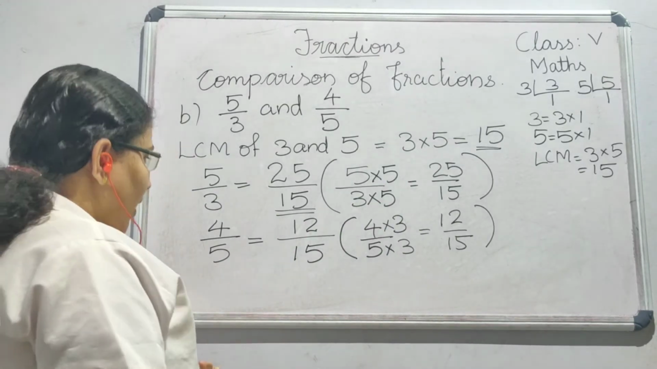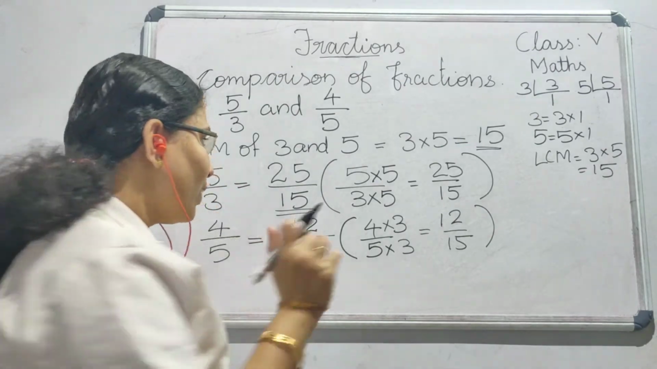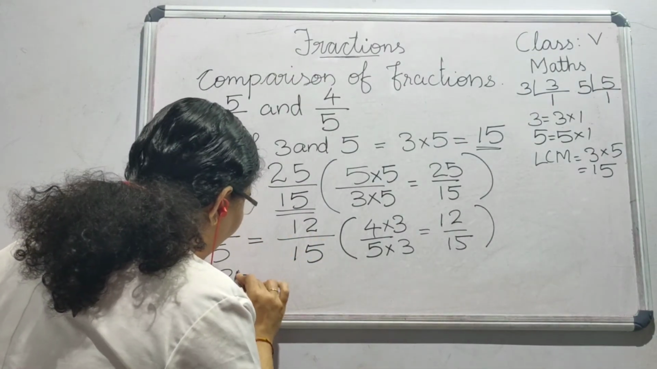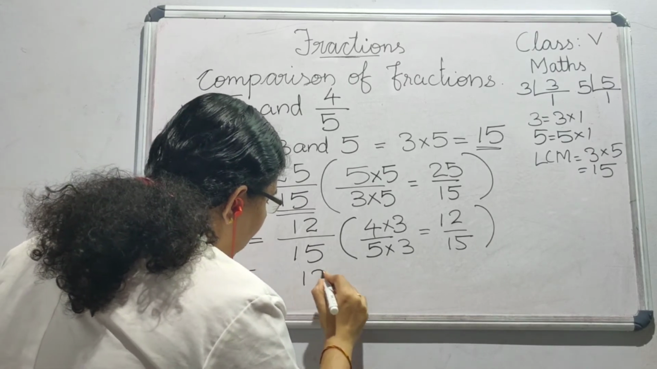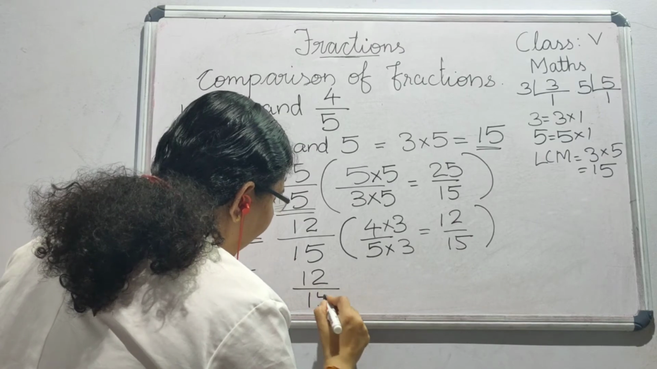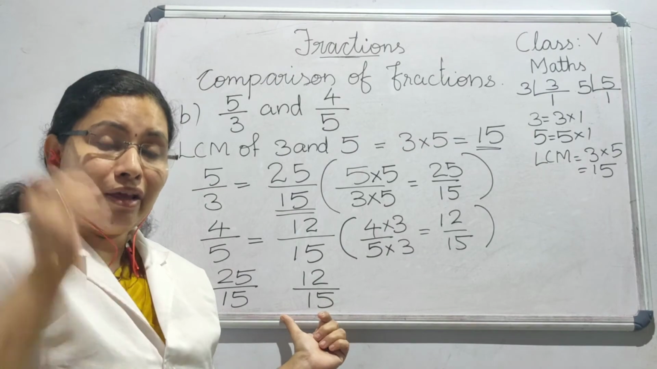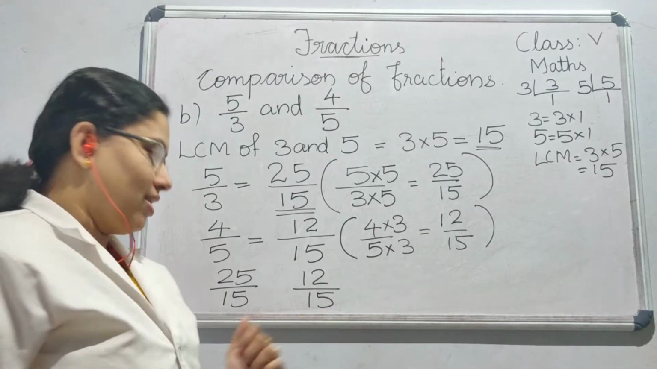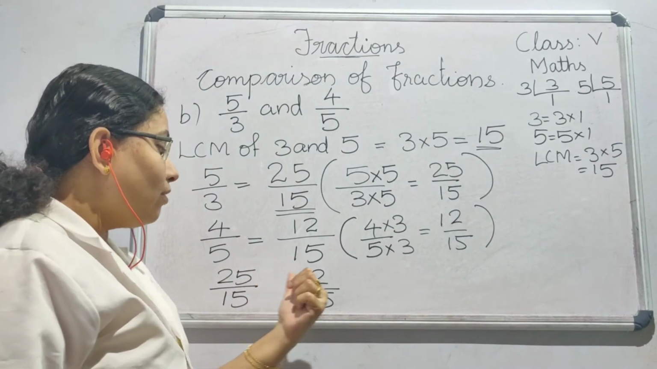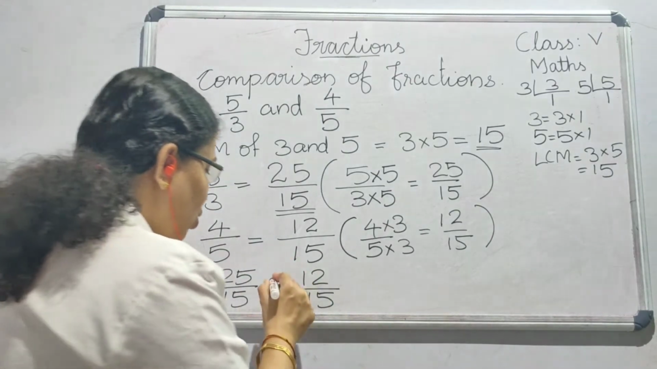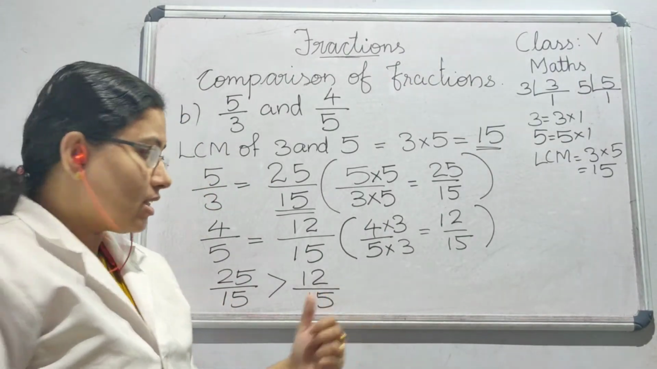Okay. So now I have got two new fractions. What are they? 25 by 15 and 12 by 15. Here you can see that both are in the form of like fractions. So we can compare it easily. 25 or 12, which is greater? 25 is greater than 12.